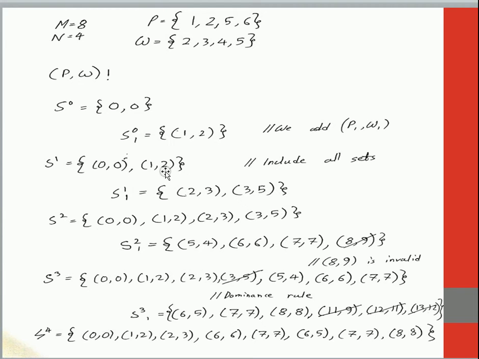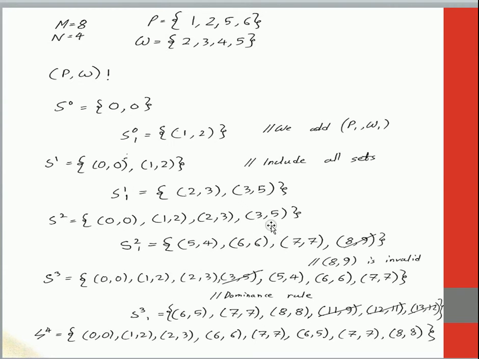So if you add 2, 3 to 1, 2, first we'll have to add 2, 3 to 0, 0. Then we get 2, 3. And then we add 2, 3 to 1, 2. Then we get 3, 5. 2 plus 1, 3. 3 plus 2, 5. Then we have 5, 4.